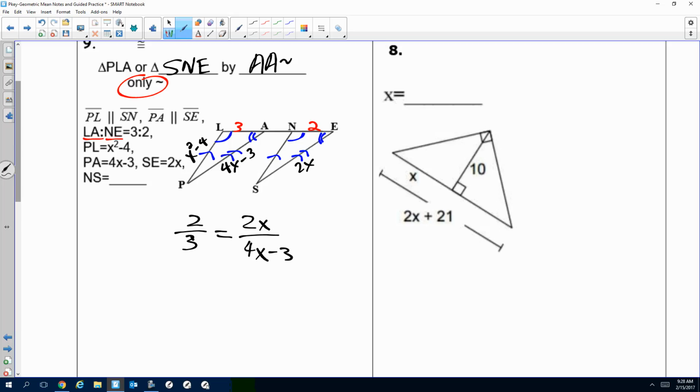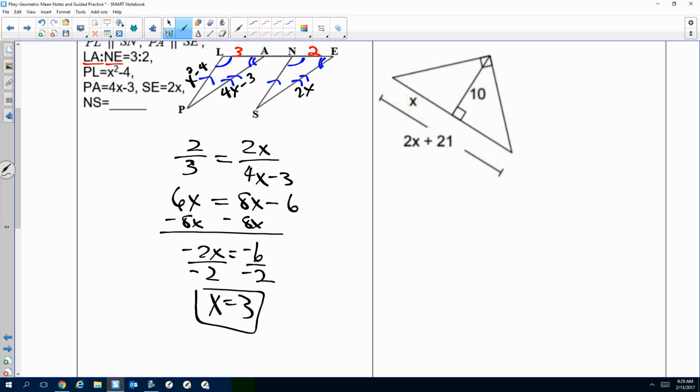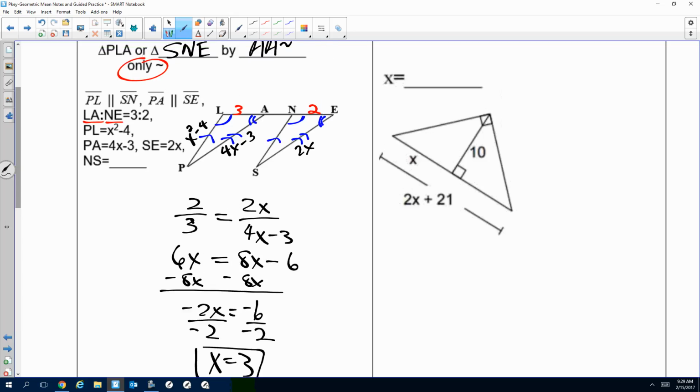So when we do that, we get, what, 6x equals 8x minus 6, because you distribute. And then we're going to solve for x. Well, negative 2x equals negative 6, and then divide by negative 2. So x equals a positive 3, okay? And so now they want us to find NS, okay?